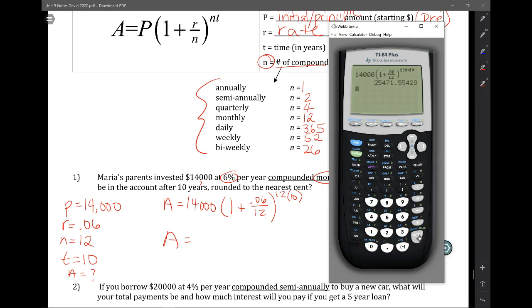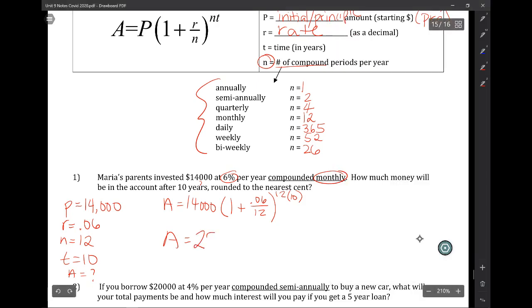And if it says round to the nearest cent, we are talking about pennies, which is 2 decimal places. So we are going to increase our investment up to $25,471.55. So not too shabby.